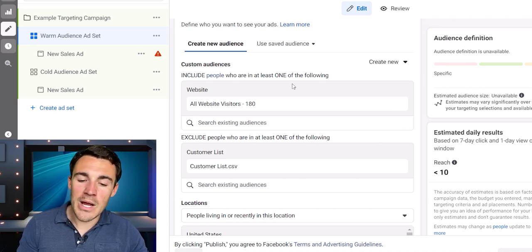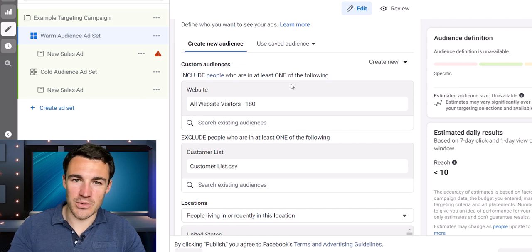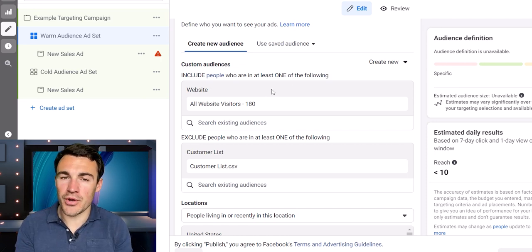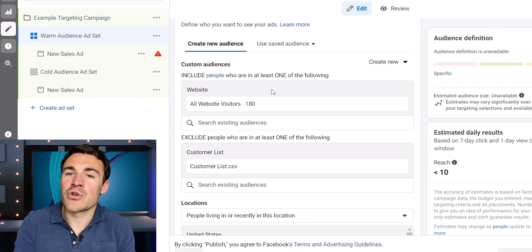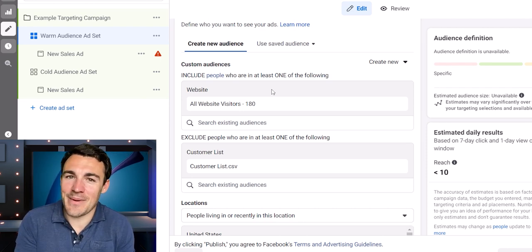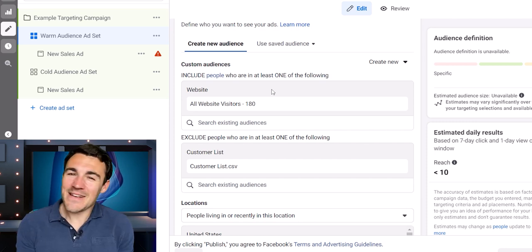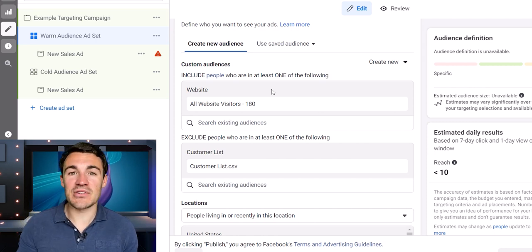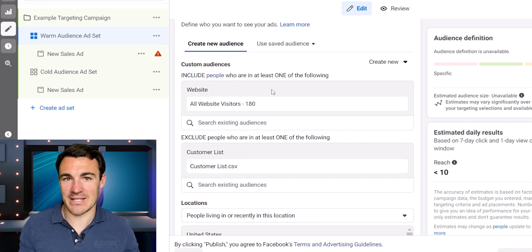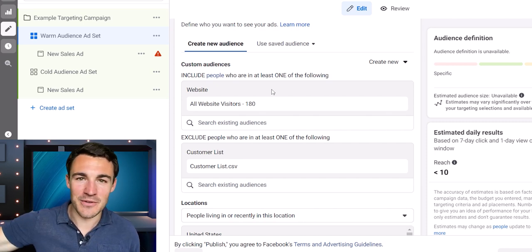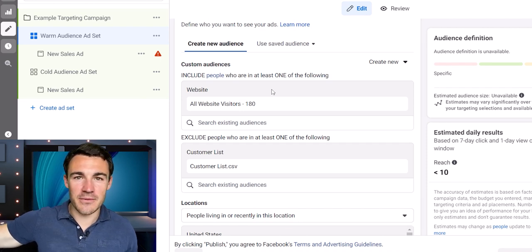Now, the reason why people go with things like all website visitors 14 days as opposed to 180 is they think, well, those are the people that are more interested. They're keener. They're more excited about the product because they visited the website more recently. You're right. And Facebook knows that. So they're going to start by advertising to people that visited your website yesterday, 2 days ago, 5 days ago, before they advertise to people that visited your website 5 months ago.